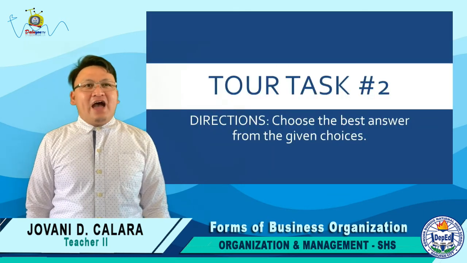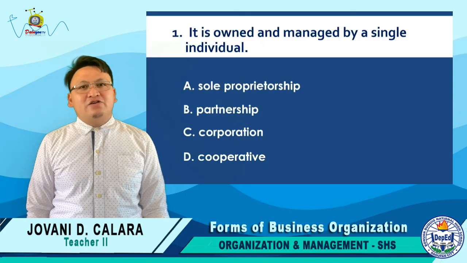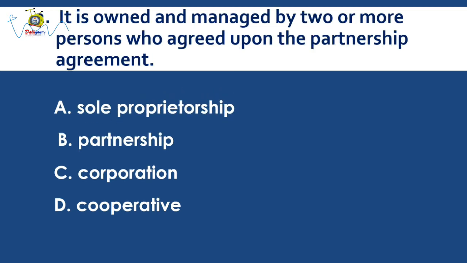Alright, are you having fun? Let's have your task number 2. Choose the best answer from the given choices. Question number 1. It is owned and managed by a single individual. Letter A, sole proprietorship. Letter B, partnership. Letter C, corporation. And letter D, cooperative. Answer, sole proprietorship. Good job!